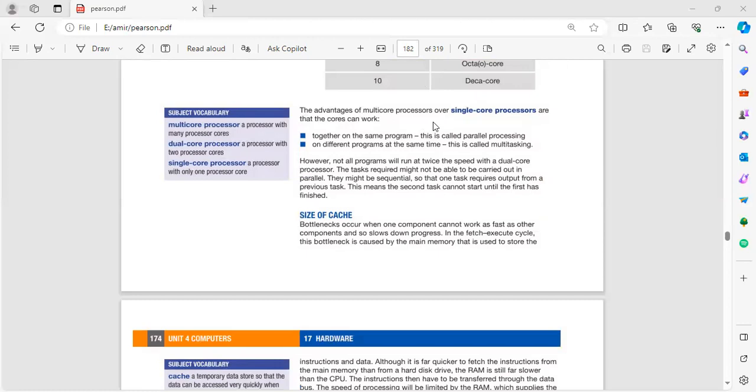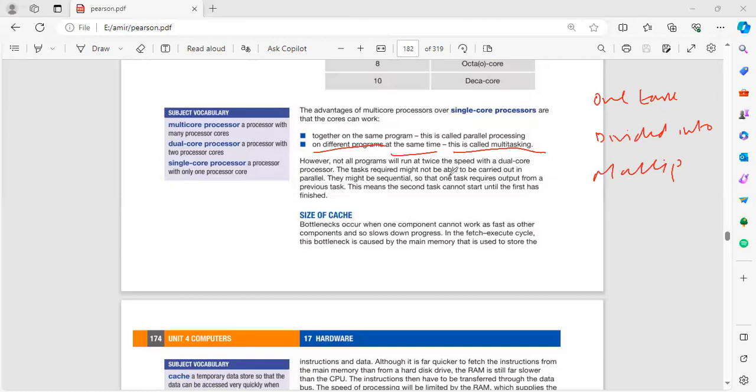Let's say the advantage of a multi-core processor over a single core is that the cores can work together on the same program. This is called parallel processing. Parallel processing means two processors working on one task. They can also divide the work across different programs at the same time. This is called multitasking. So parallel processing means one task divided among multiple processors working together.